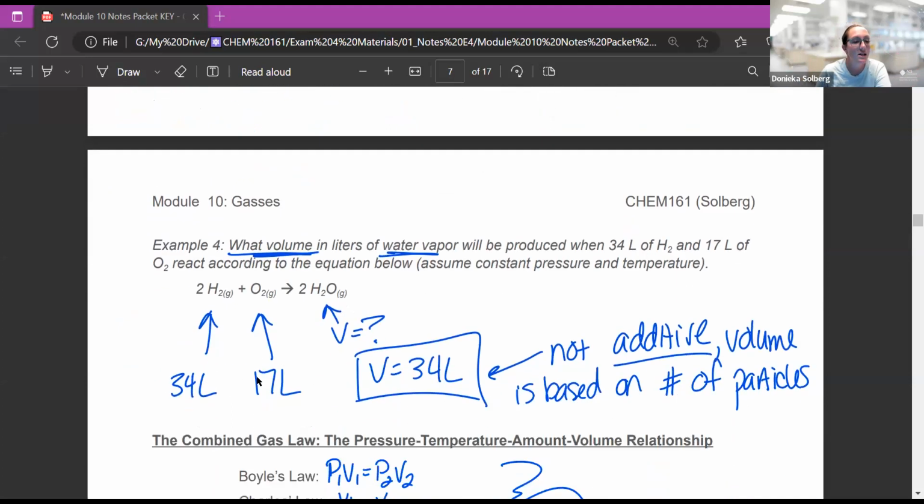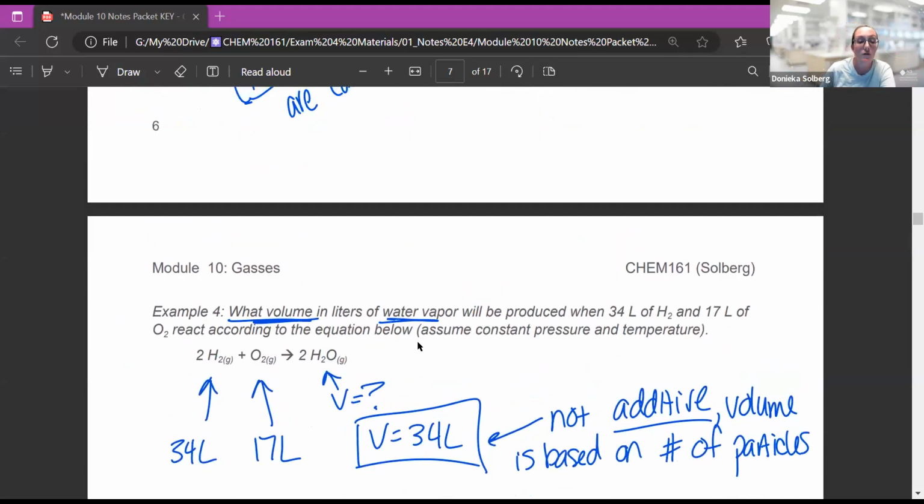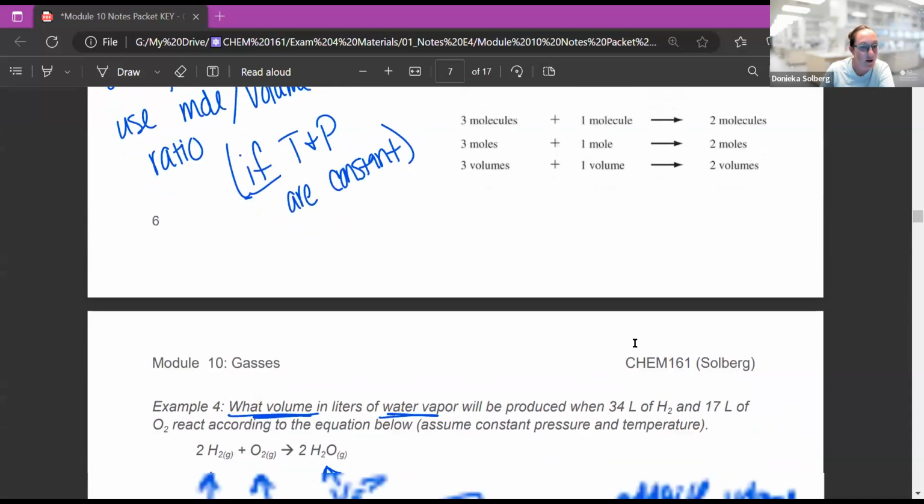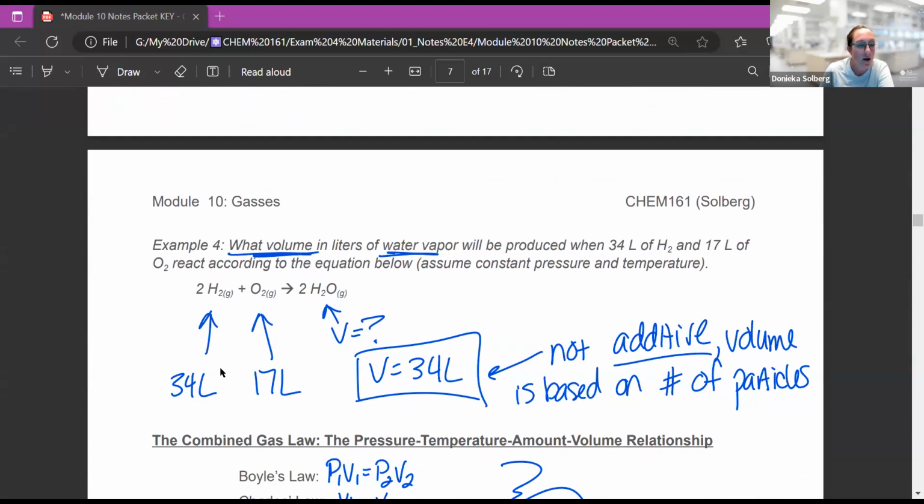So example number 4 says, what volume in liters of water vapor, so it's water H2O gas particles, will be produced when 34 liters of hydrogen and 17 liters of oxygen react according to this equation below. So if you have constant pressure and temperature, like I just set up here. So I just wrote below this, I had 34 liters of this, I have 17 liters of this. Now, normally this would be like a limiting reactant equation, but I specifically gave you a 1-to-2 ratio. So this is the exact amounts you need.